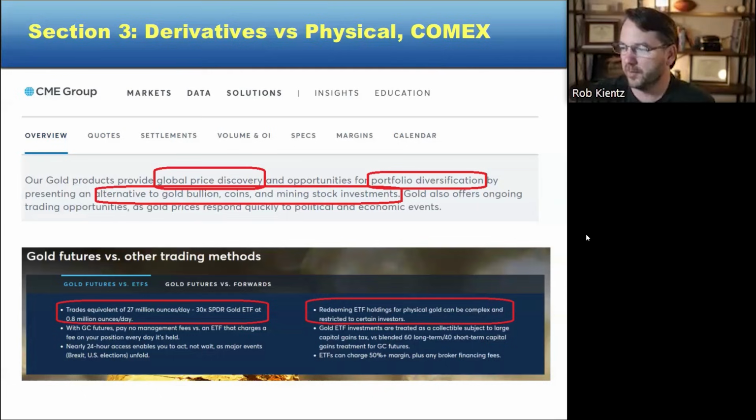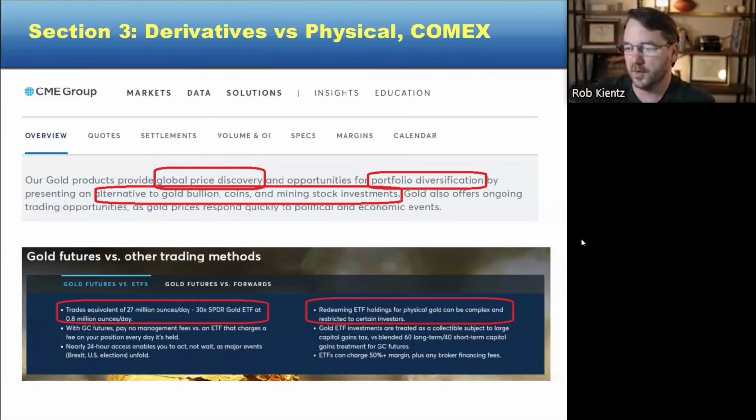There's opportunities for portfolio diversification, by presenting an alternative to gold bullion, coins, and mining stock investments. So wait a minute. You mean that the mining stocks that get it out of the ground, all the suppliers and miners that develop the bullion and the products, whether it be the big 400-ounce bars all the way down to the sub 1 ounce, you mean they're not determining global prices? Well, apparently not, because the CME Group, which runs the markets over here, says that they're not.